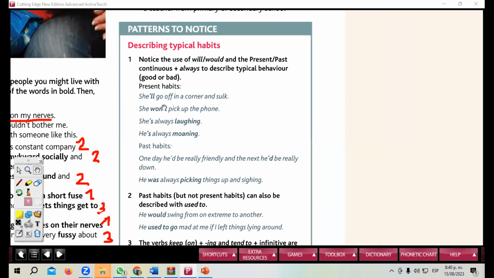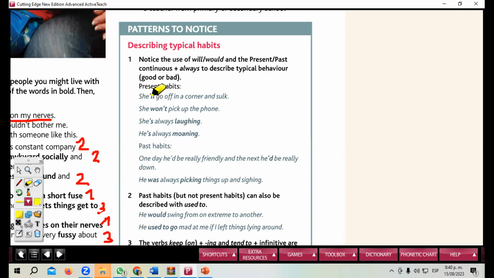Vanessa, can you start reading the examples here in the first part, number 1? Only the example. She will go off. Okay, teacher. She'll go off in a corner and sulk. She won't pick up the phone. She's always laughing. He's always moaning. Bad habit. One day he'd be really friendly, and the next he'd be really down. He was always picking things up and sighing. Very good. Okay.